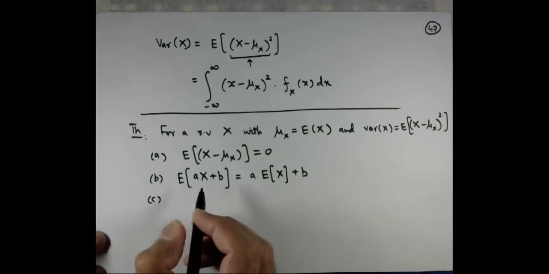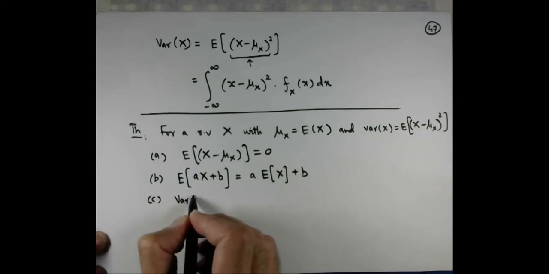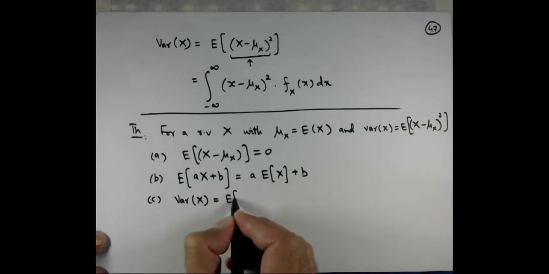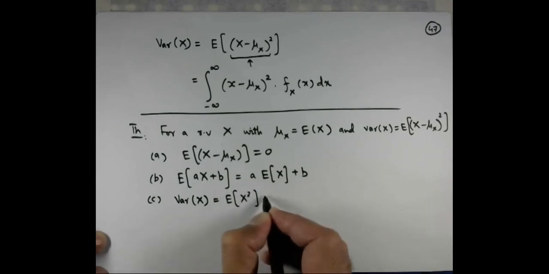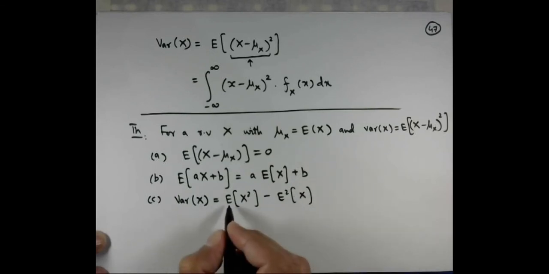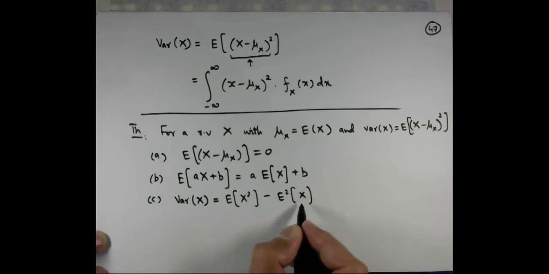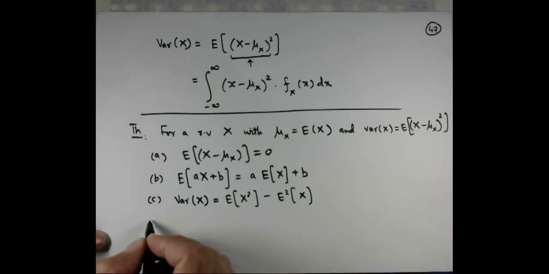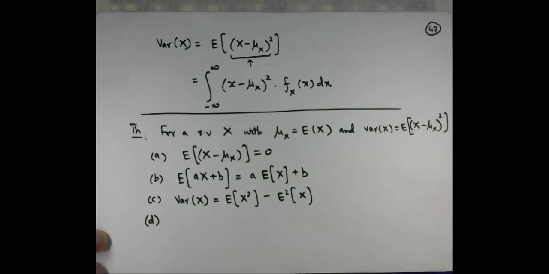As already known to you, the variance of a random variable can be obtained by this simpler formula: expectation of x square minus expectation square of x, which is mean of square minus square of the mean. This is again known to you. One more important point: if x always takes a constant value, then its variance is 0.